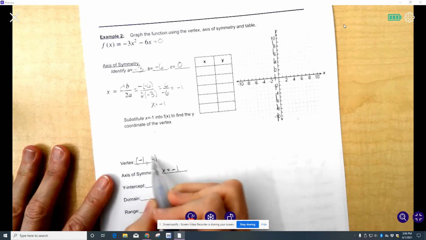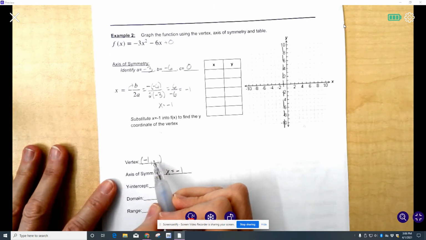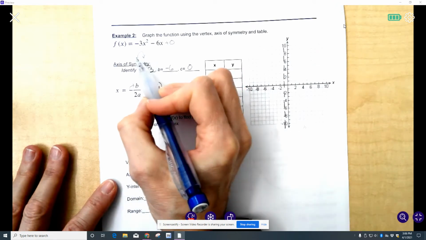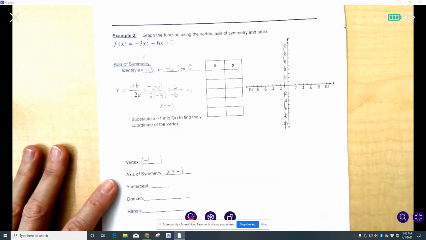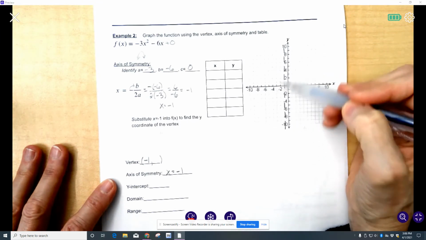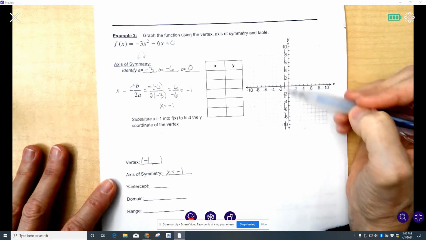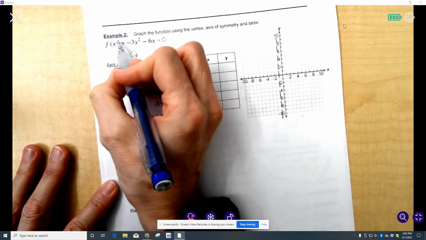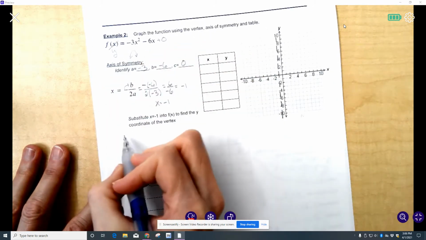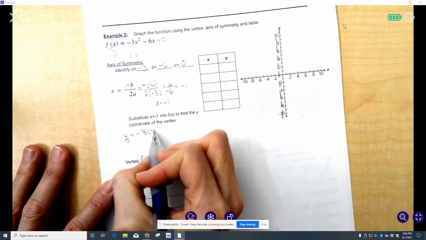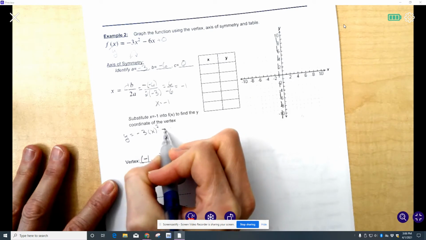Okay, let's find the other half of my vertex. My graph, I know, because a is negative, is going to be downward facing. So I know it's downward facing. I know the middle of it is on this line. I just don't know how high up or how high down it is. So I like to write that as a y. I also like to copy my equation and put the x in parentheses.